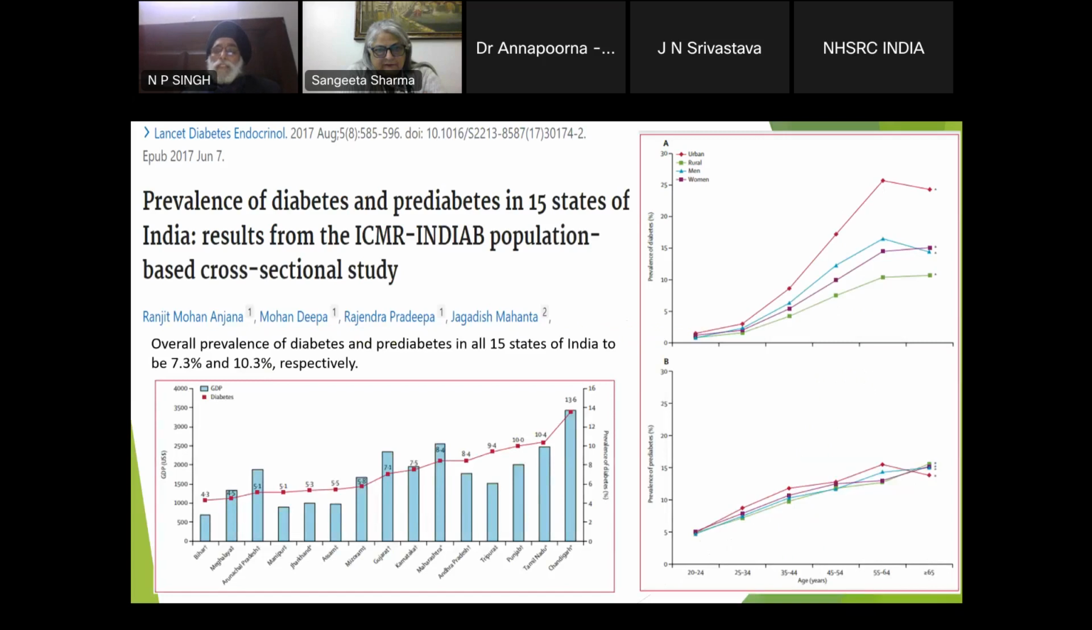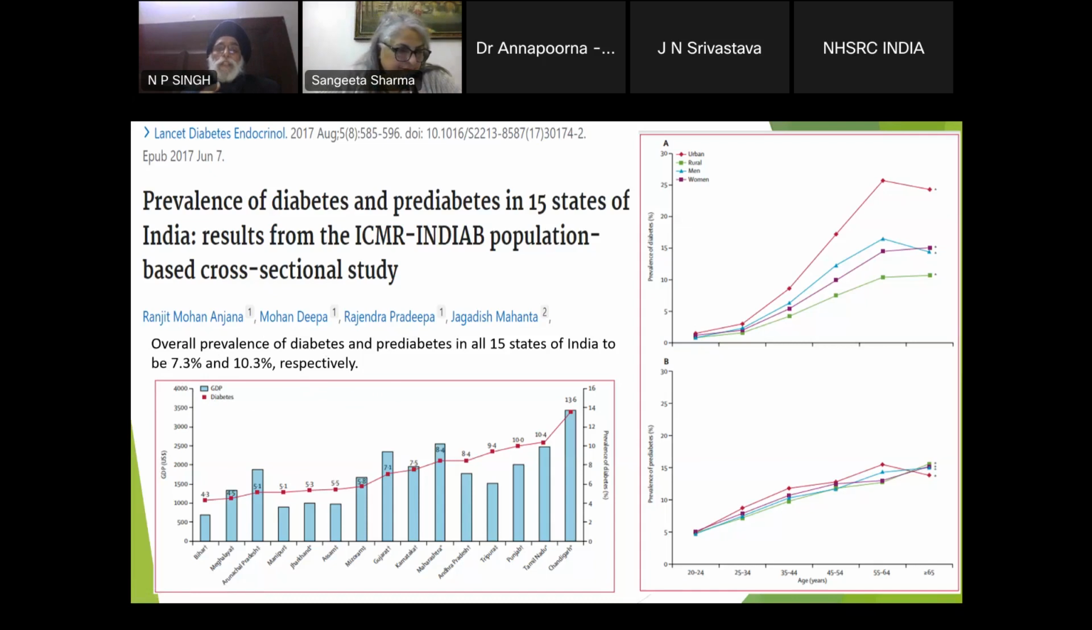These are two elegant studies which have been done. This is an ICMR-sponsored study done across almost 15 states, and what you can see here is that in urban and rural populations, in both men and women, the prevalence keeps increasing as we age. So this is basically an aging disease. Starting from 5% or 3% in the second decade, it gradually goes up to almost 40-50%. Overall, the prevalence of diabetes was found to be 7.3 to 10%, but I feel this number is also an underestimate. The prevalence could actually be much higher.